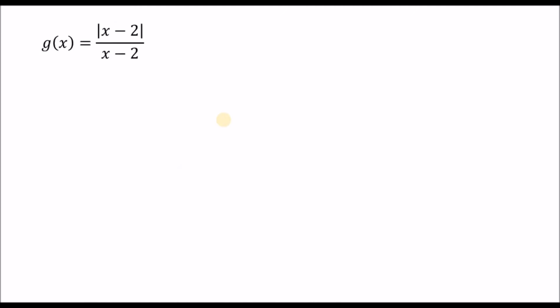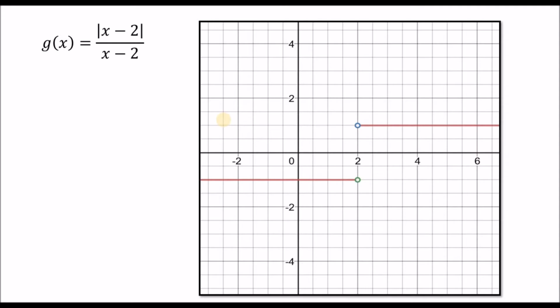The second function I want you to take a look at is g of x equals the absolute value of (x minus 2) over (x minus 2). This is the graph of the function, and one more time, when x is equal to 2, the function is undefined. As x approaches 2 from above, the function approaches a value of y equals 1. As x approaches 2 from below, the function approaches a value of y equals negative 1.